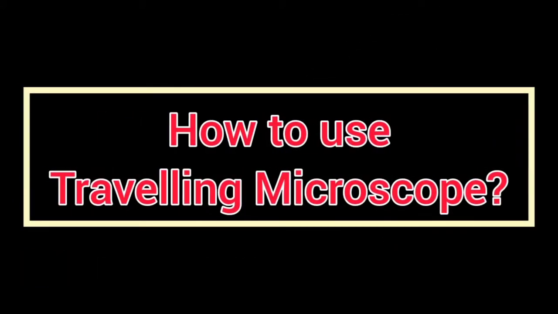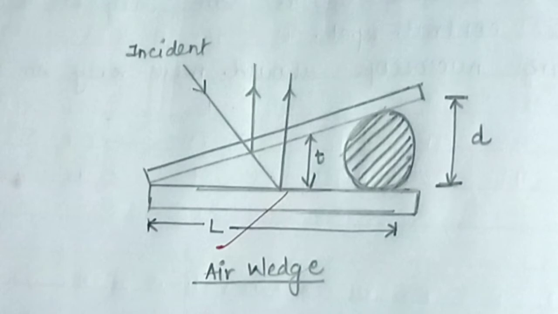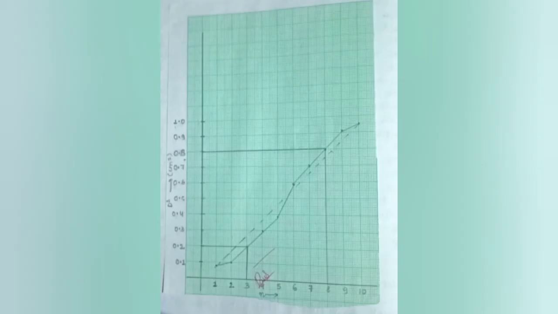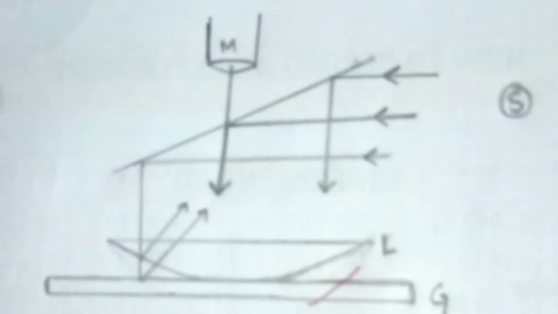How to use a traveling microscope. In this video I will be showing you how to use the traveling microscope for many experiments in physics, like Newton's rings or the wedge. As you can see, that is a traveling microscope. The yellow light there is the sodium light. Note that. And there is a magnifying glass which you can see.